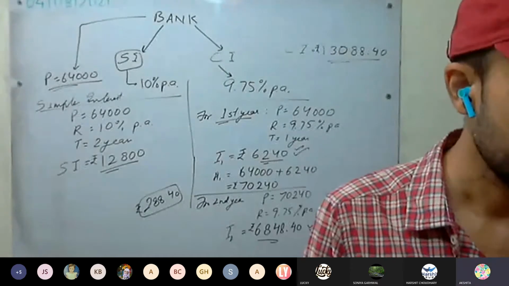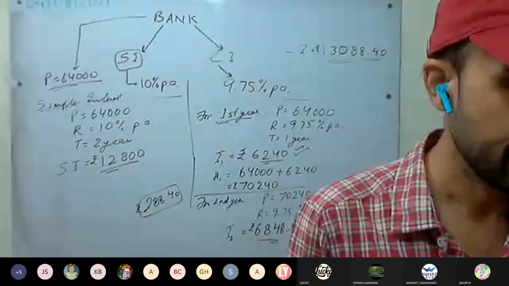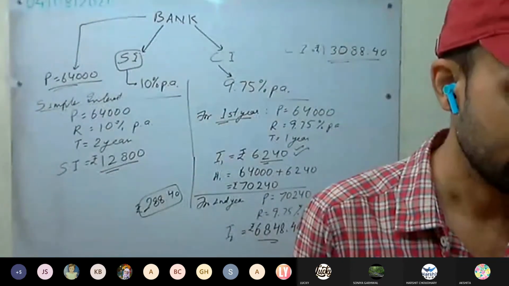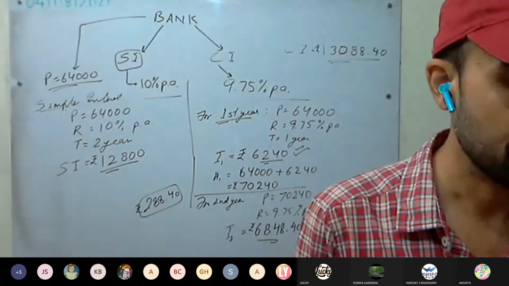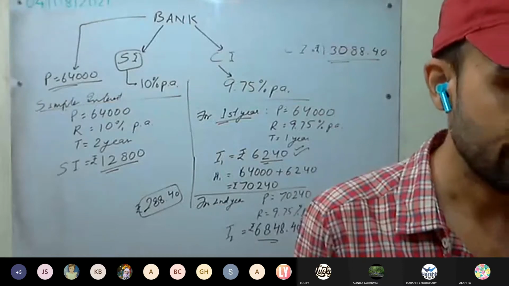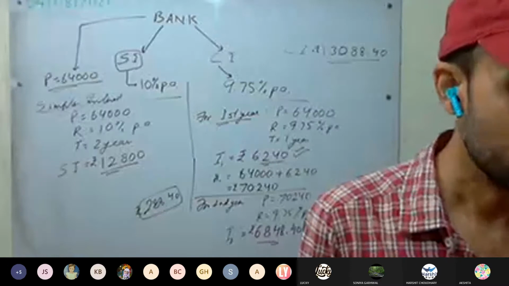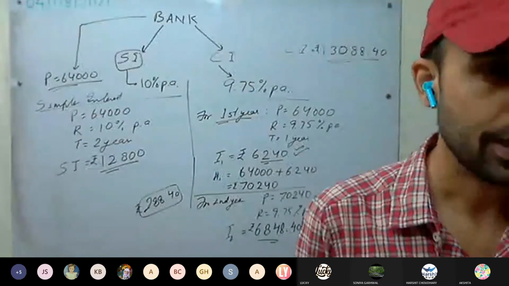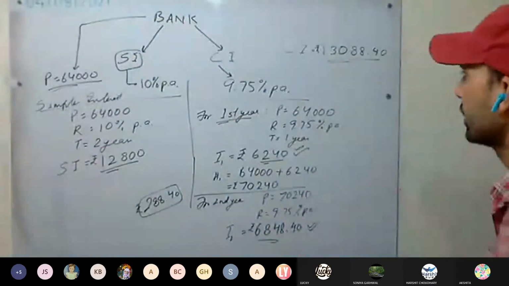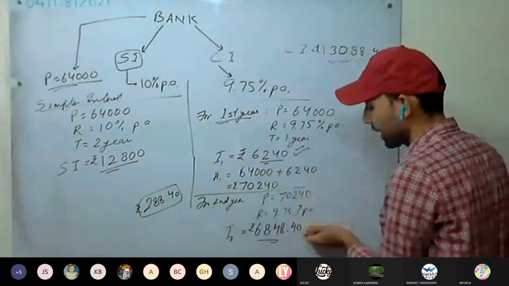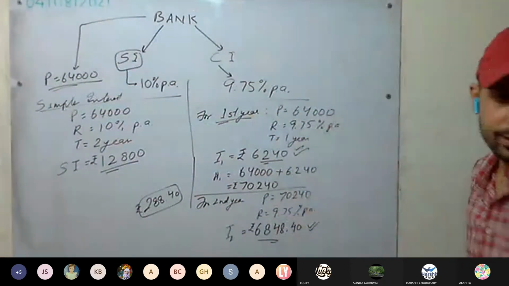Try the 10th one. Rishi borrowed 20,000 for 3 years at the rate of 8.5% per annum simple interest, while John borrowed the same amount for the same period at 8% per annum compounded. Who paid less interest and by how much? Separately for Rishi we'll calculate the simple interest, and for John we'll calculate the compound interest. Same amount, same time, but different rates. Calculate the simple interest first for Rishi.